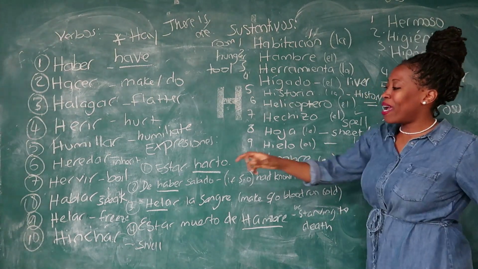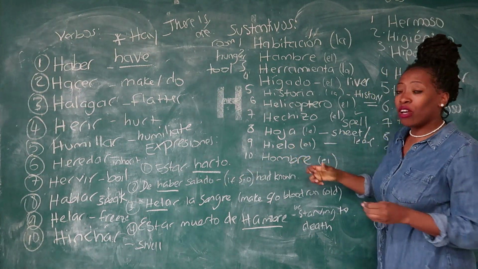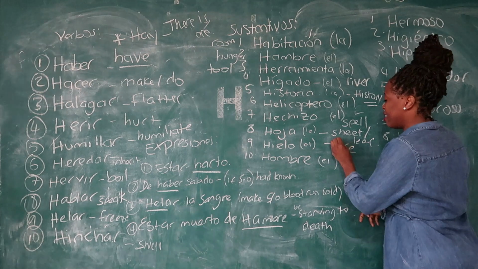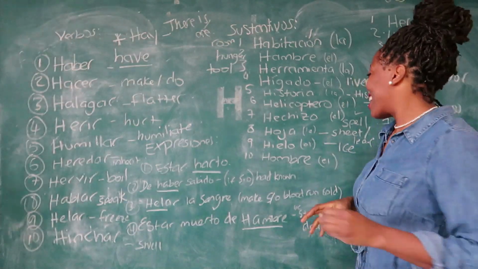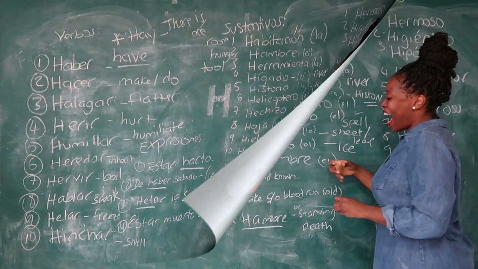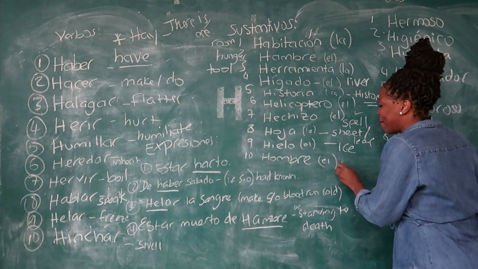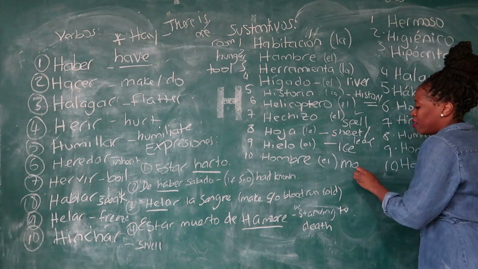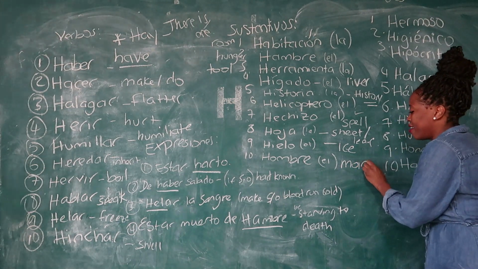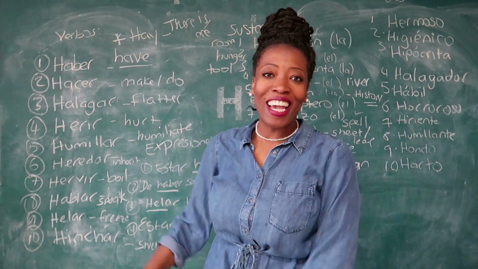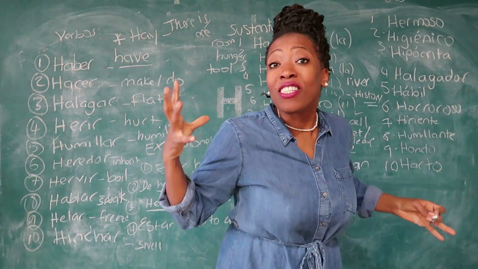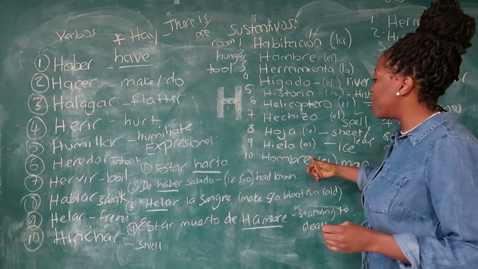Okay, next one. Hielo, from the verb helar, which is to freeze. So obviously hielo is ice. Quiero hielo en mi bebida. Okay, I want ice in my drink. Ice. And next one, which we all know, man, hombre. Man. El hombre es maravilloso. Okay? The man is marvelous. Okay? Hombre, one of your keywords.